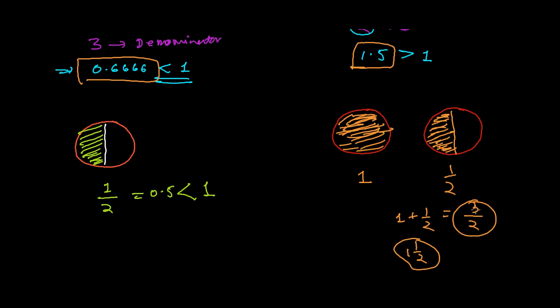Okay, so here 3/2 is definitely bigger than 1, right? So bigger than 1, it means this is an improper fraction, because here numerator is also bigger than denominator, so that's why this is improper fraction. And here if you see, numerator is smaller than the denominator, that's why this is proper fraction, and this is improper fraction.